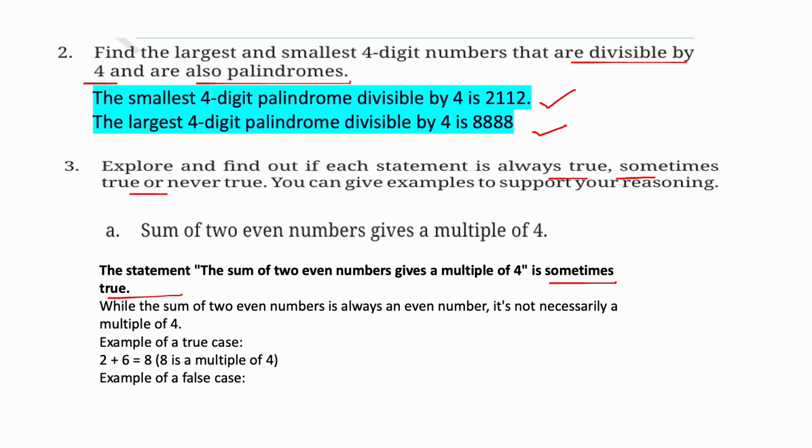But you can consider a false case like this: 4 plus 6 is equal to 10. 4 and 6 are two even numbers. Their sum is equal to 10. It is an even number, but 10 is not a multiple of 4.